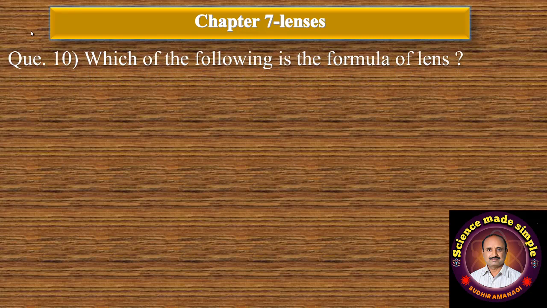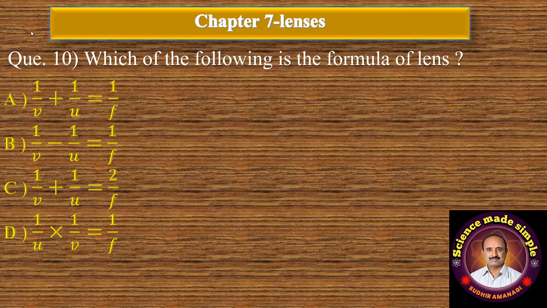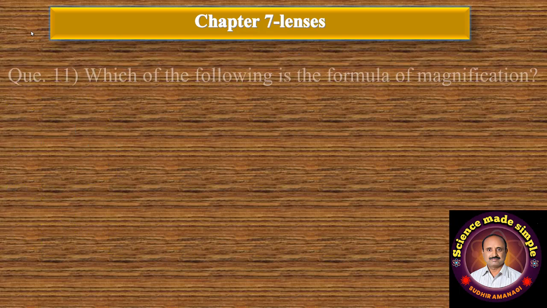Question number 10. Which of the following is the formula of lens? A option, 1 divided by V plus 1 divided by U is equal to 1 divided by F. B option, 1 divided by V minus 1 divided by U is equal to 1 divided by F. C option, 1 divided by V plus 1 divided by U is equal to 2 divided by F. And D option, 1 divided by U into 1 divided by V is equal to 1 divided by F. The correct answer is option B, 1 divided by V minus 1 divided by U is equal to 1 divided by F.